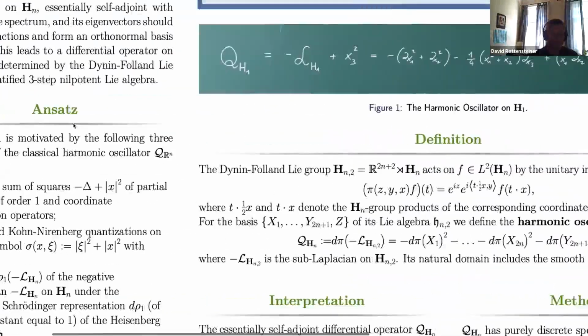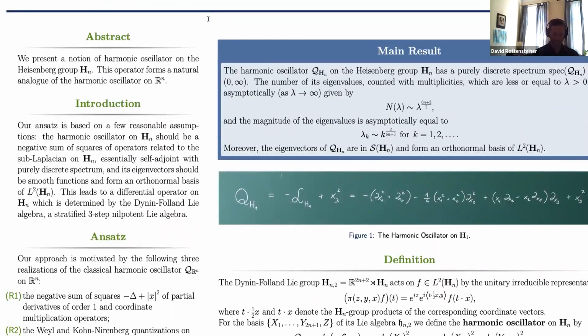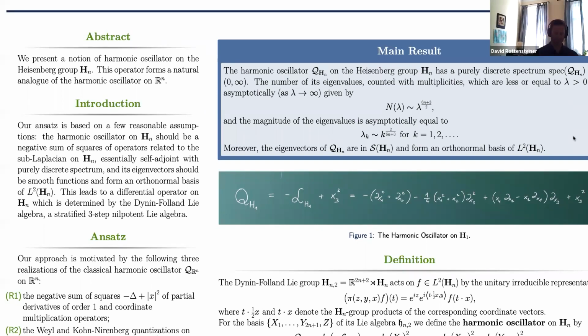So what's our goal here? Michael and I found out that there is a natural analog of the harmonic oscillator in the Heisenberg group, which serves as a canonical analog to the one on R^n.